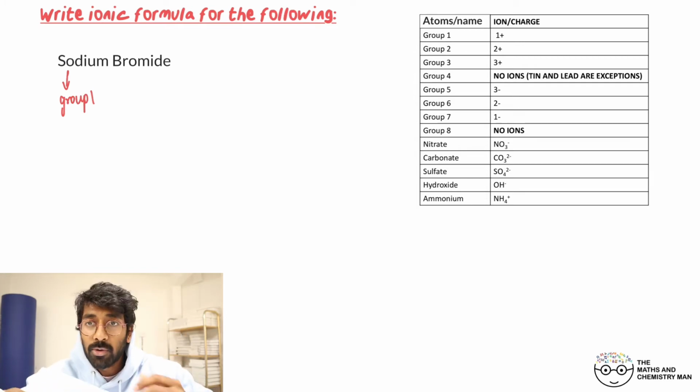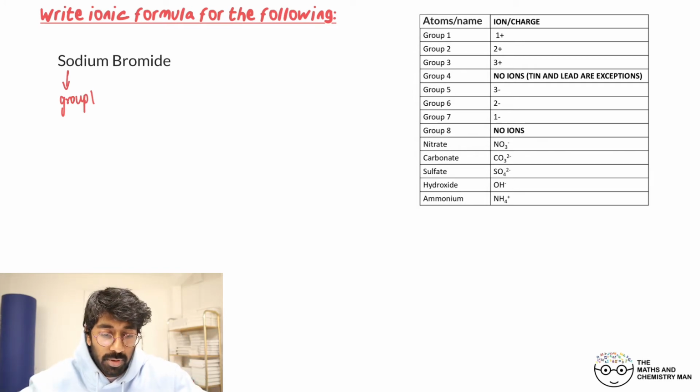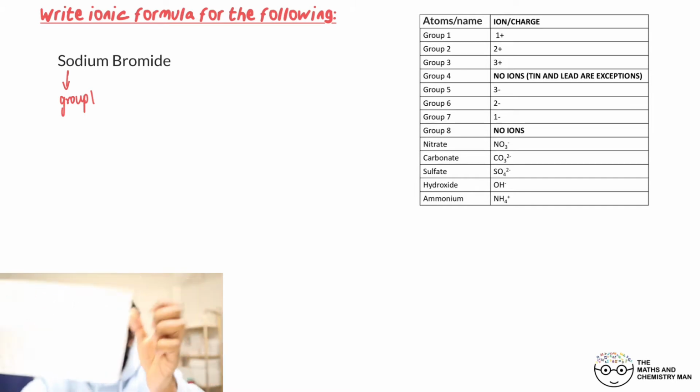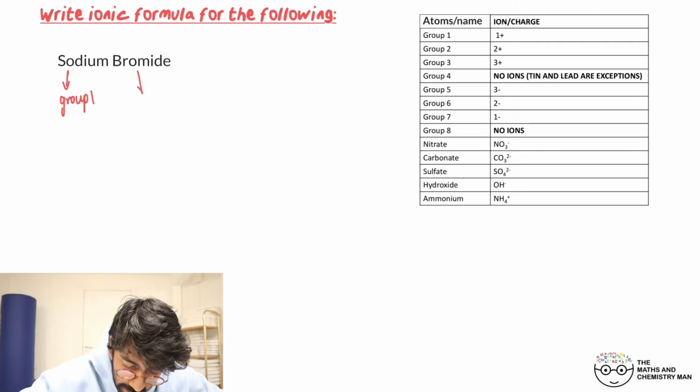And then bromide, or you're looking for bromine, right, in the periodic table. So bromine, have a look at it. There it is over there. And that's in group number 7. So I'm going to write that underneath here, right? So this here is in group number 7.